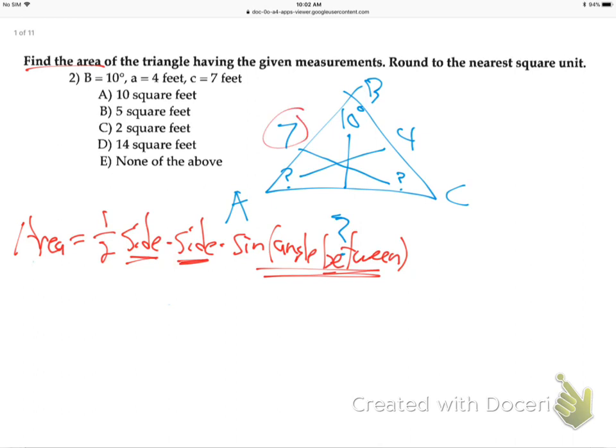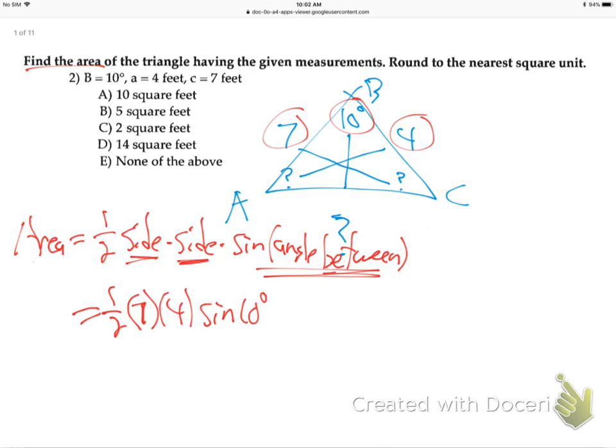So do I have two sides and the angle in between? It's exactly what I have. Call them A, B, C, Joe, Tom, or Harry. It doesn't matter. It's any two sides and the angle in between. So, 1/2, 7 times 4 times sine 10. That makes sense? I say all that because I don't want you to be confused if they give you A instead of B or B instead of C and get thrown off. It's any two sides, angle between.